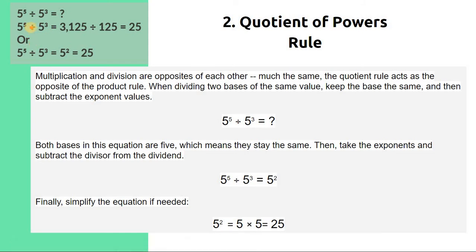Now, applying this, 5 raised to the power of 5 divided by 5 raised to the power of 3, you would have 3,125 divided by 125. And your answer is still going to be 25. So it is still the same.